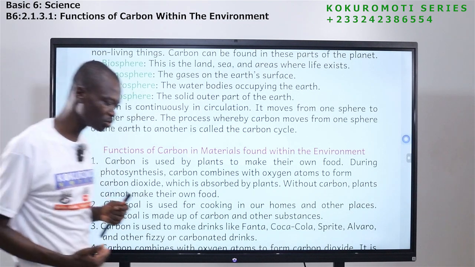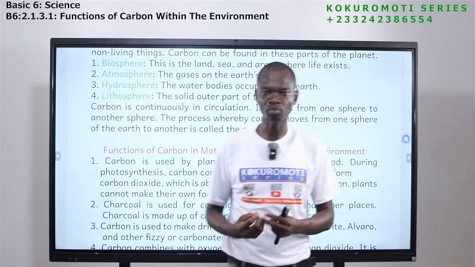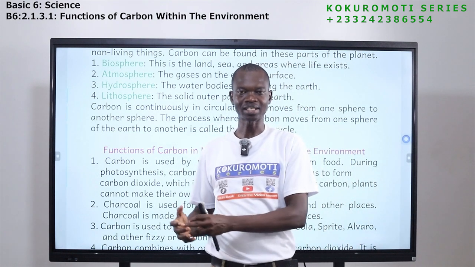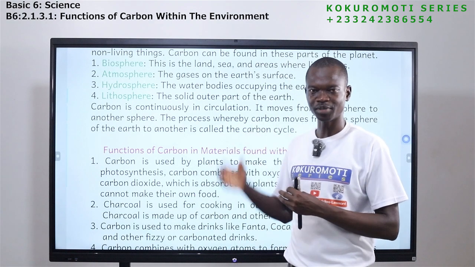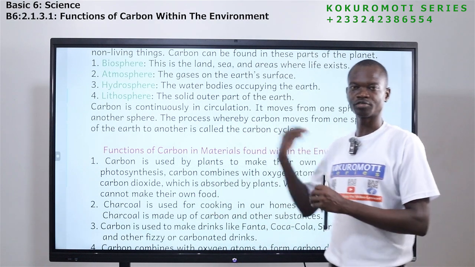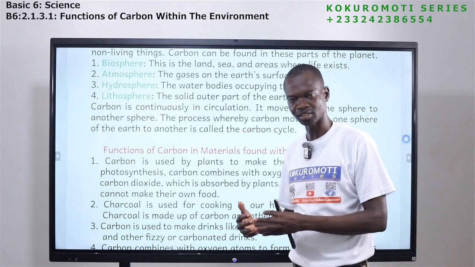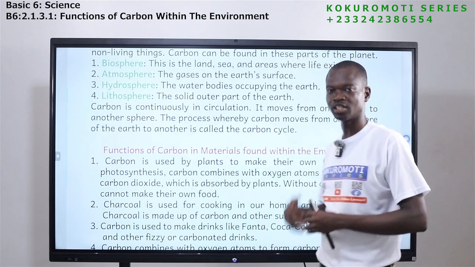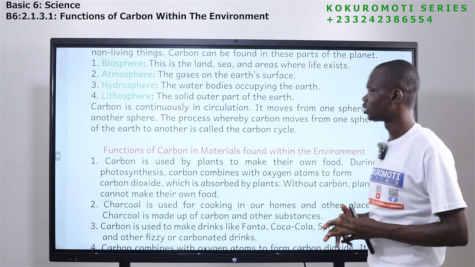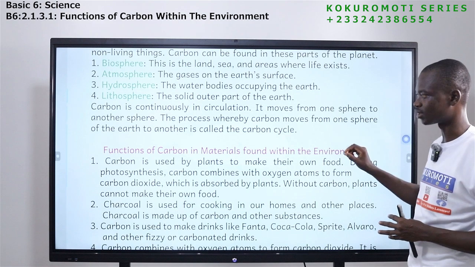So if I ask you the meaning of the carbon cycle, or to explain what the carbon cycle is, I expect you to give me this explanation. That is the continuous movement of what? Carbon from one sphere to another. Continuous movement of carbon from one sphere to another is what we call the carbon cycle.